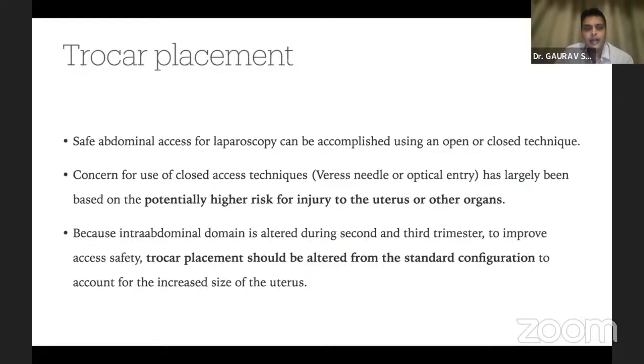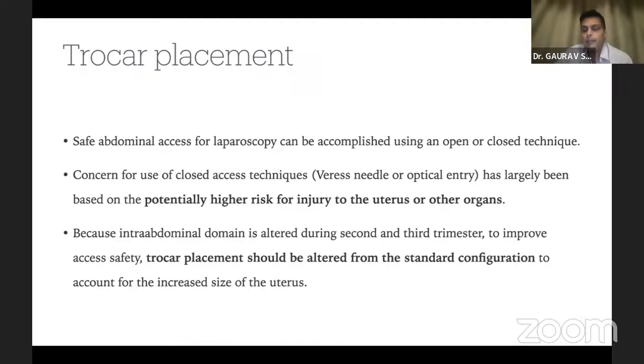So safe abdominal access for laparoscopy can be accomplished using either the open technique or the closed technique using a Veress needle, as is done in a non-pregnant state. The concern for using closed techniques is that there's a potentially higher risk of injury to the uterus and other organs. And of course, because the intra-abdominal domain is altered during the second and third trimester, there is shifting of bowel and the omentum. So trocar placement should be altered from the standard configuration to the actual size of the uterus.